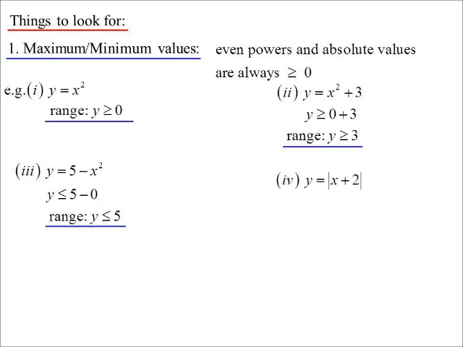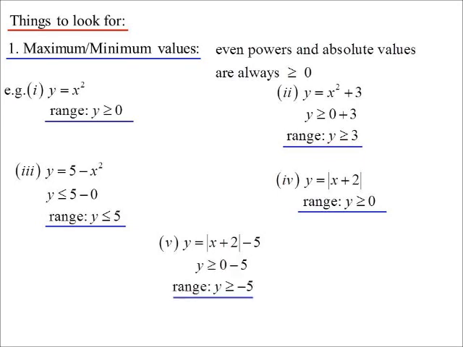Absolute value of x plus 2, well, again, can't be negative, so that one's going to be y is greater than or equal to 0. If I shifted it down 5, well now I know the range will always be greater than or equal to negative 5. So range is, I suppose, a little bit trickier.